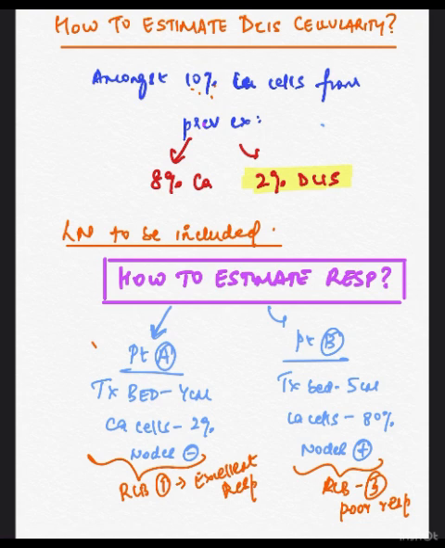Now how do you estimate the response? Say for example, let us take two patients. Patient A has a tumor bed of 4 cm and cancer cellularity of 2%. Lymph nodes are also negative. So this will be graded as RCB1, which is excellent response. Patient B has a tumor bed of 5 cm and cancer cells of 80% and the lymph nodes are also positive. In this case, RCB or residual cancer burden is grade 3, which is poor response.